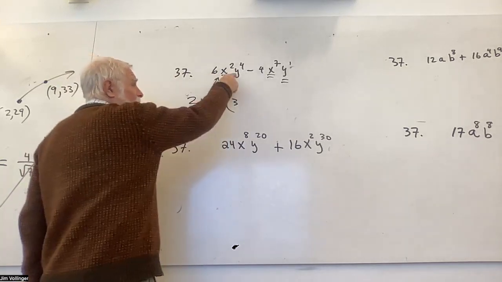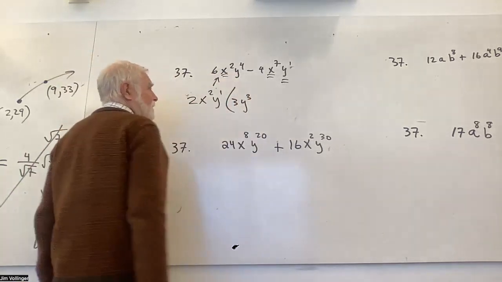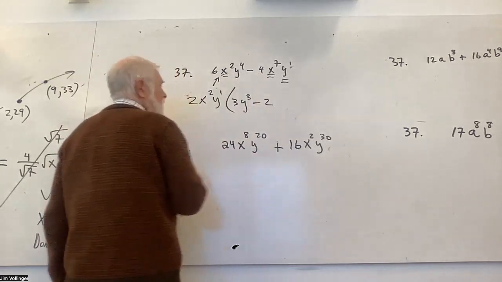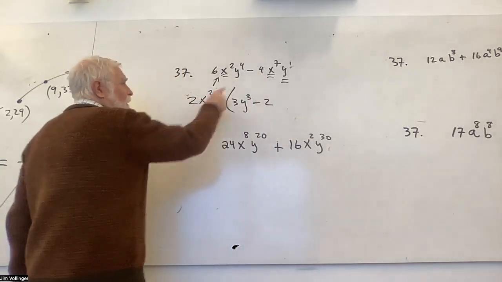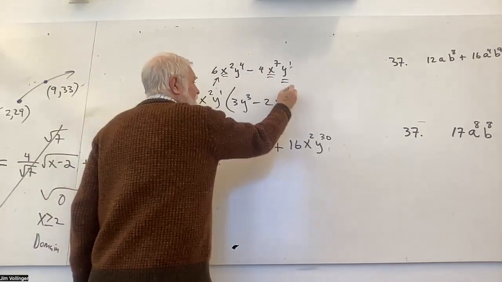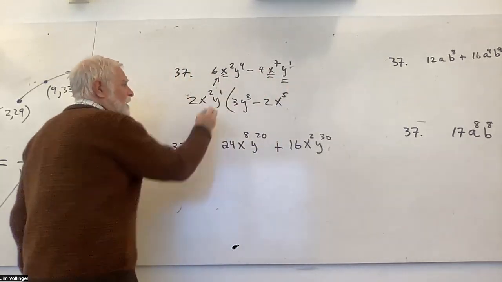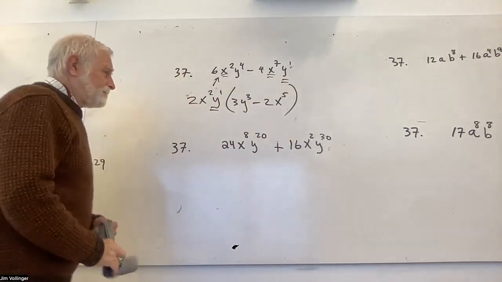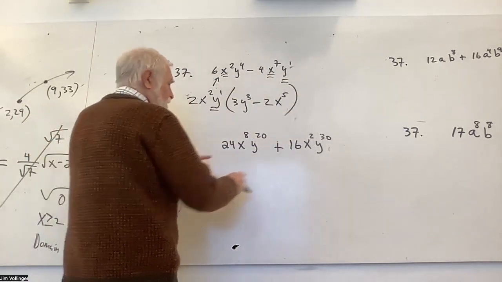Y, so y to the 4, I need 3 more. I know how to multiply something times this to get negative 4. I'll multiply it by negative 2. X squared times x to the 5th gets me x to the 7th, and I already have y to the 1. That's the product. Let's practice another one.